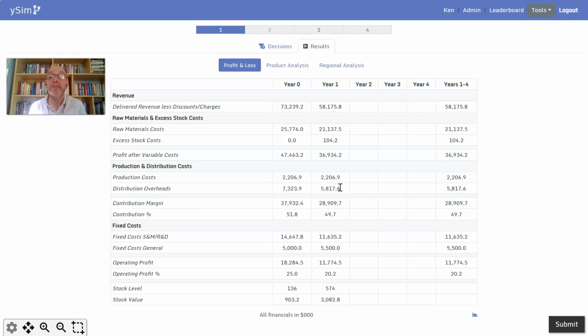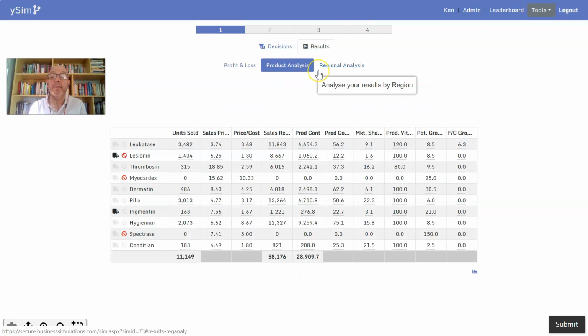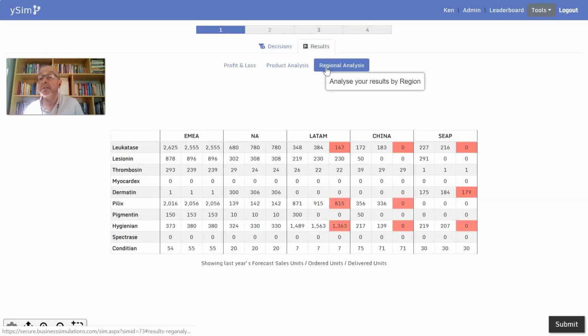You can see I haven't done terribly well. I've let the team down in terms of what they did before. And you have your product analysis, and you have your regional analysis, which probably isn't very pretty. You can see I've all sorts of things where my orders are less than my sales, and my deliveries are less than my orders because I didn't get my production control right. So that's a very quick overview of the YSIM business simulation, where you run a global life sciences company with 10 products operating over 5 regions in regulated markets.